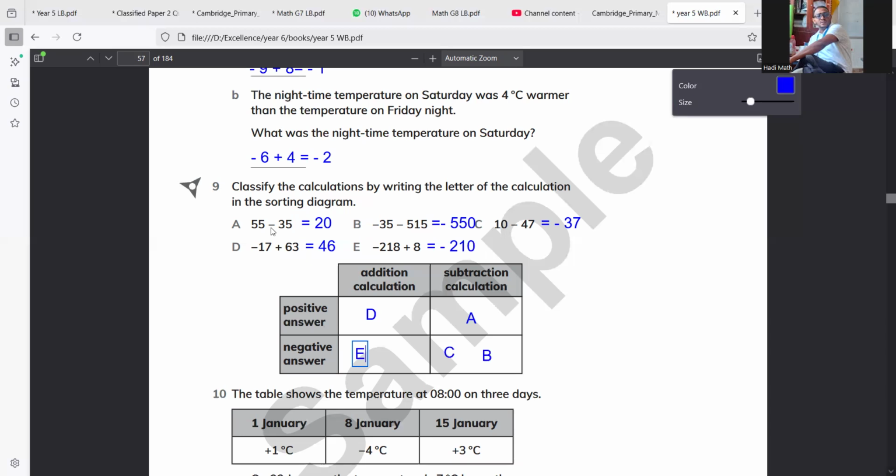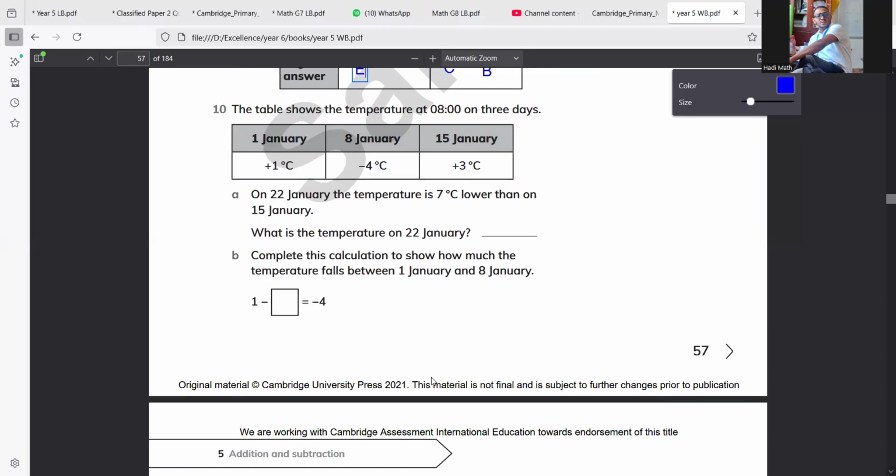Look at just the sign in the middle between the two terms. This is minus, this is minus, this is minus. Whenever it's minus, that means it's a subtraction calculation. If it's plus, this is called an addition calculation. Subtraction calculation, the answer is positive. Subtraction calculation, the answer is positive. Subtraction, negative. Subtraction, negative. Subtraction, negative. Subtraction, negative. This addition calculation, the answer is positive, and this addition calculation, the answer is negative. That's all you need to do.